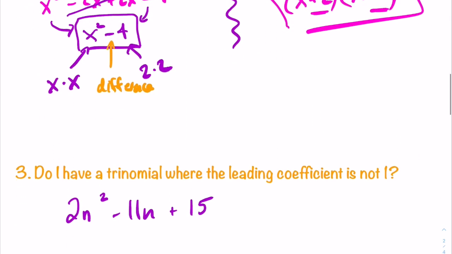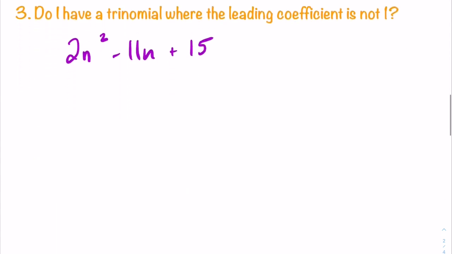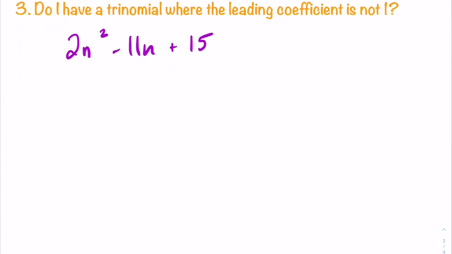Okay, so now we're getting into the more challenging problems. The other ones you probably have a good feel for now, but sometimes you're going to have a trinomial, and that leading coefficient is not 1. And there's a quick little difference we need to do at the beginning. So we're still going to end up with 2 binomials. We're still going to end up with something like n plus 5, something like that.